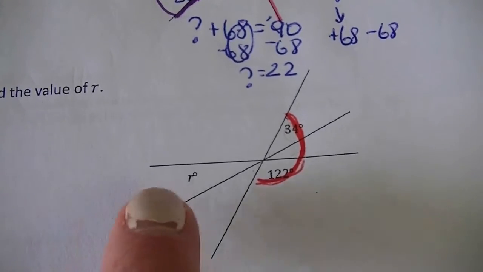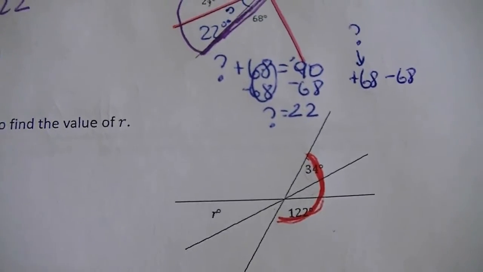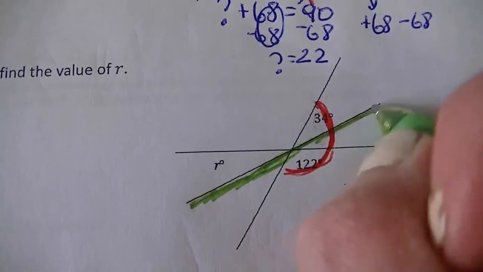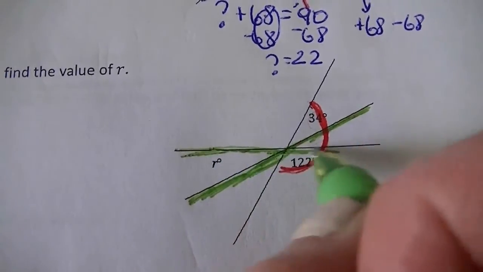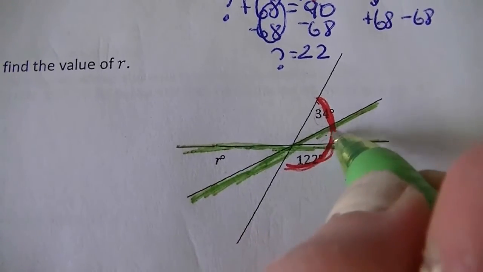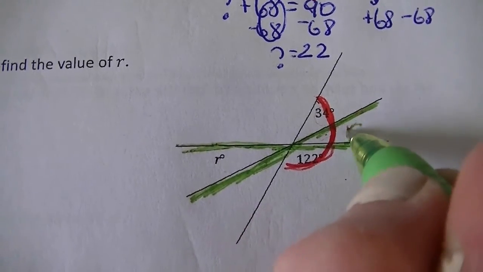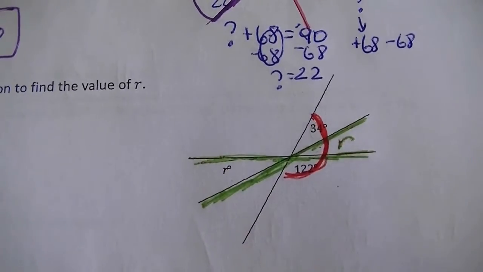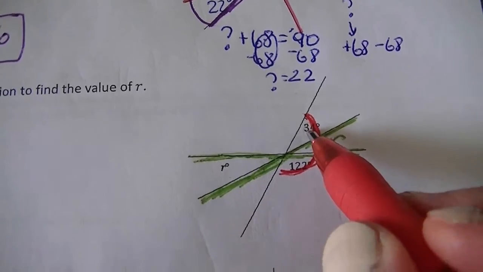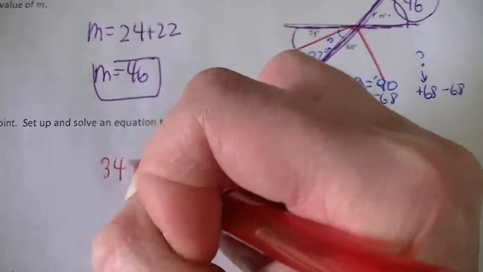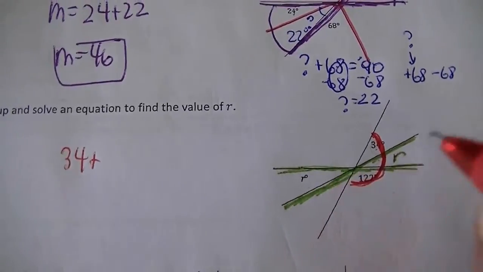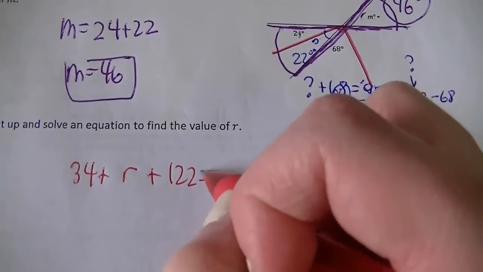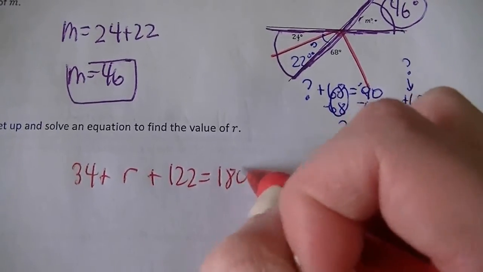And let me take a second. I'm going to see what's vertical to that angle, okay? Remember, do straights. Okay, straight. Oh, so if this is r, then this guy right here also has to be r. So I'm going to use that when I'm setting up my equation, okay? So that said 34, right? 34 plus, this is also r because that's r, plus 122. We'll have a sum of 180 degrees.